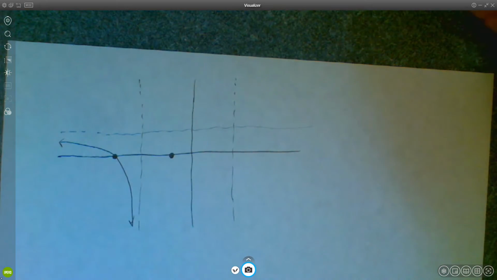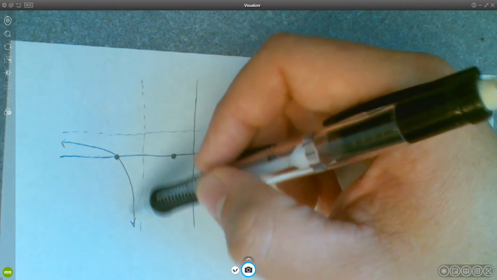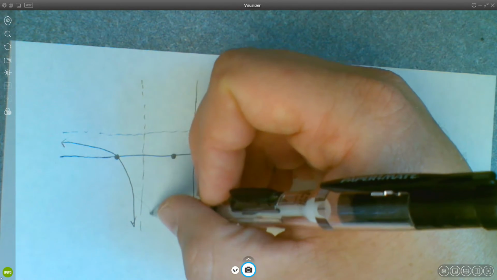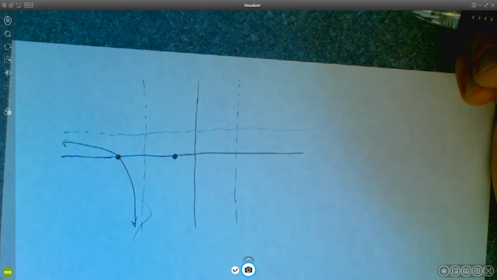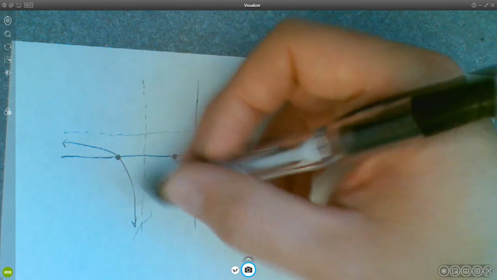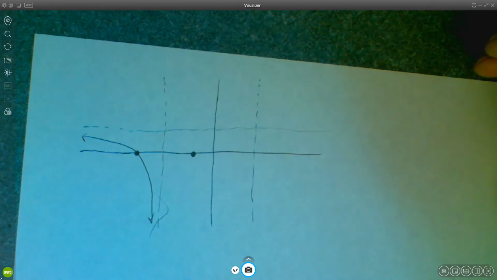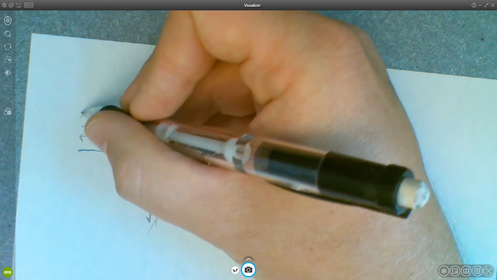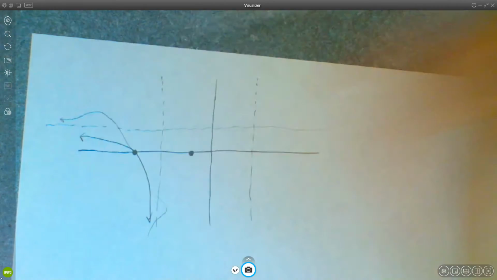Now, it could be that this function does cross its horizontal asymptote, right? A function can never cross a vertical asymptote, because if it crossed a vertical asymptote, it would fail the vertical line test, and it wouldn't be a function. So functions are never going to cross vertical asymptotes, but they could cross horizontal ones. So you could have a scenario maybe like this, where the function sort of crosses its horizontal asymptote, but then comes back down.